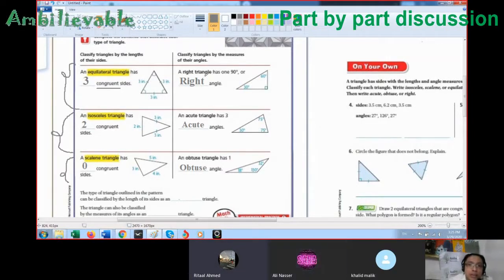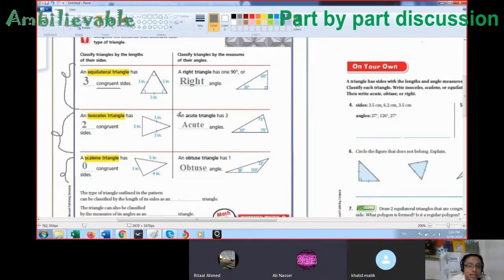What about this one? Sarah, what kind of triangle do we have in a right triangle? A right triangle has one right angle. Correct. Acute triangle.